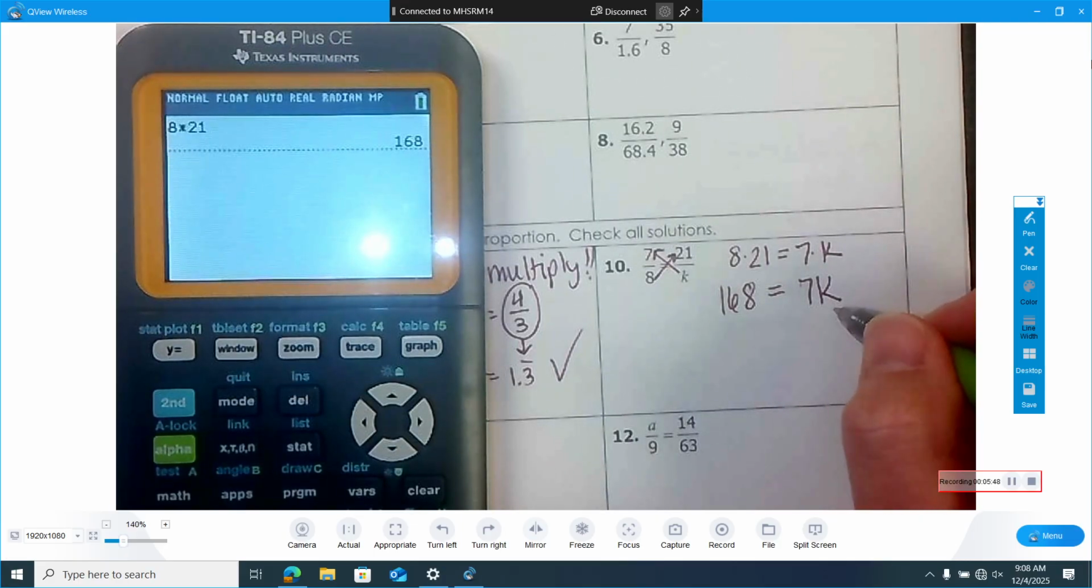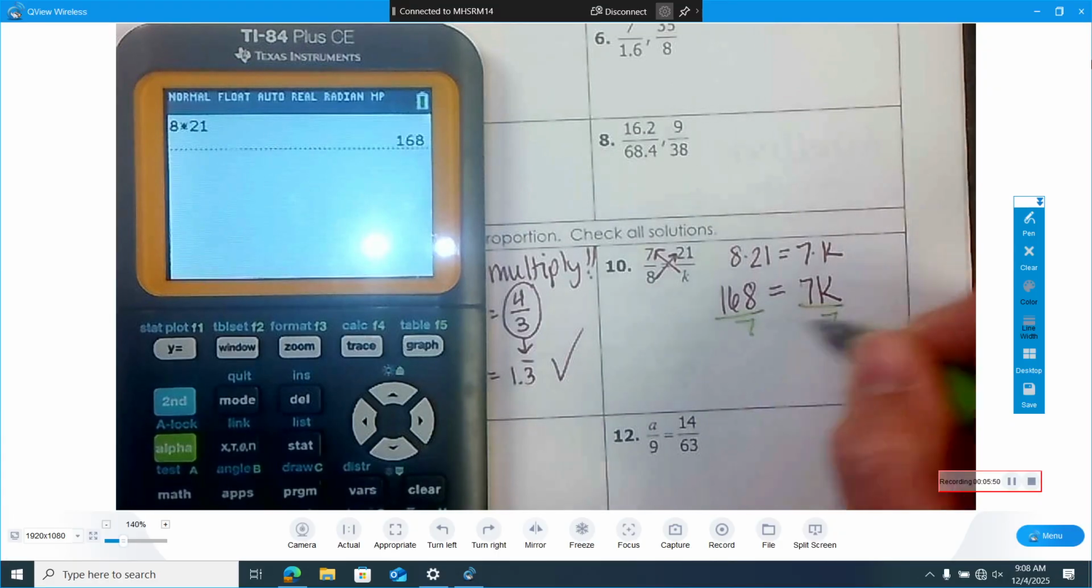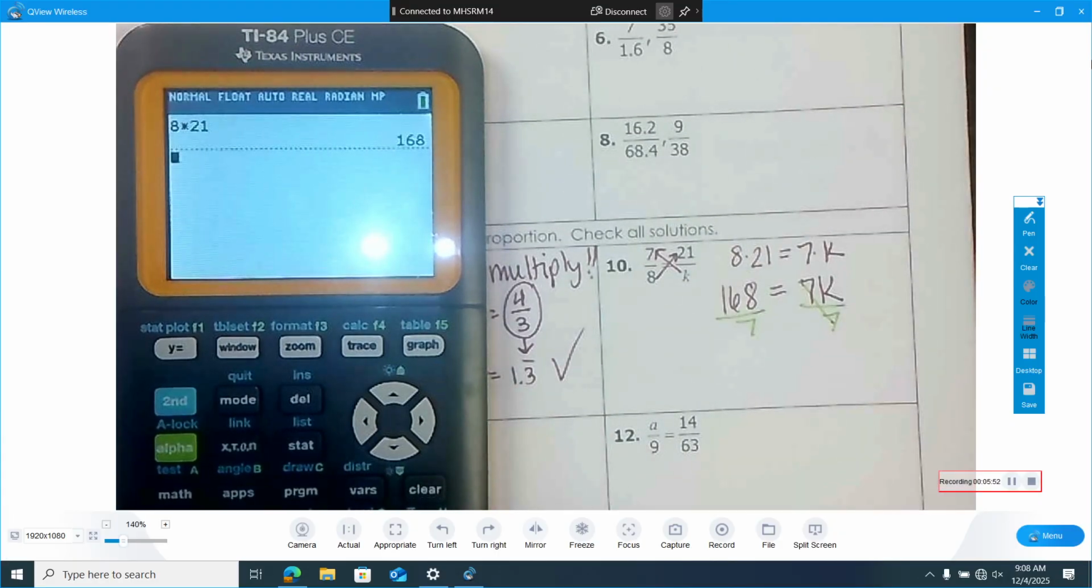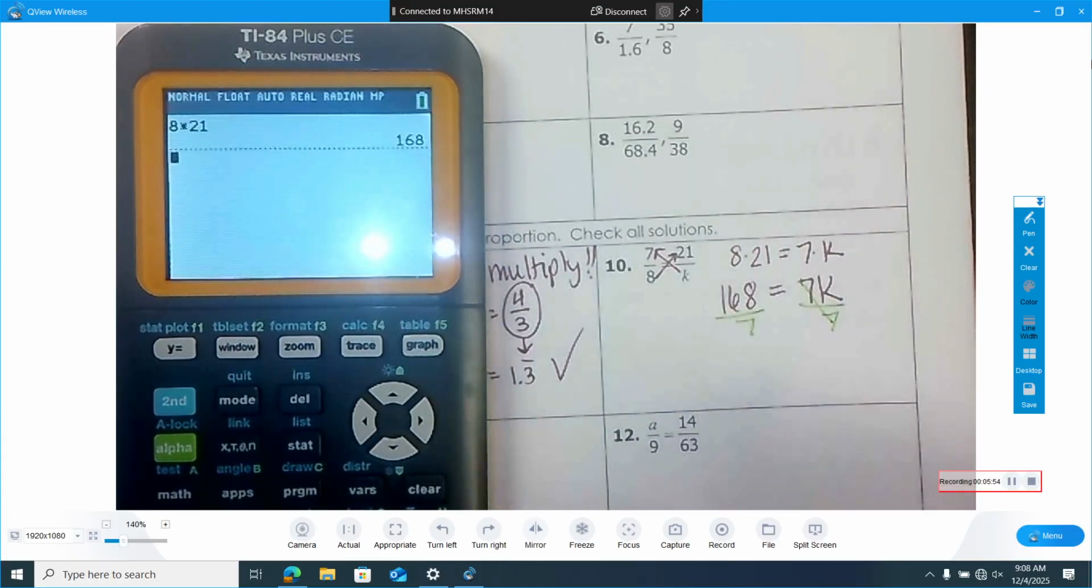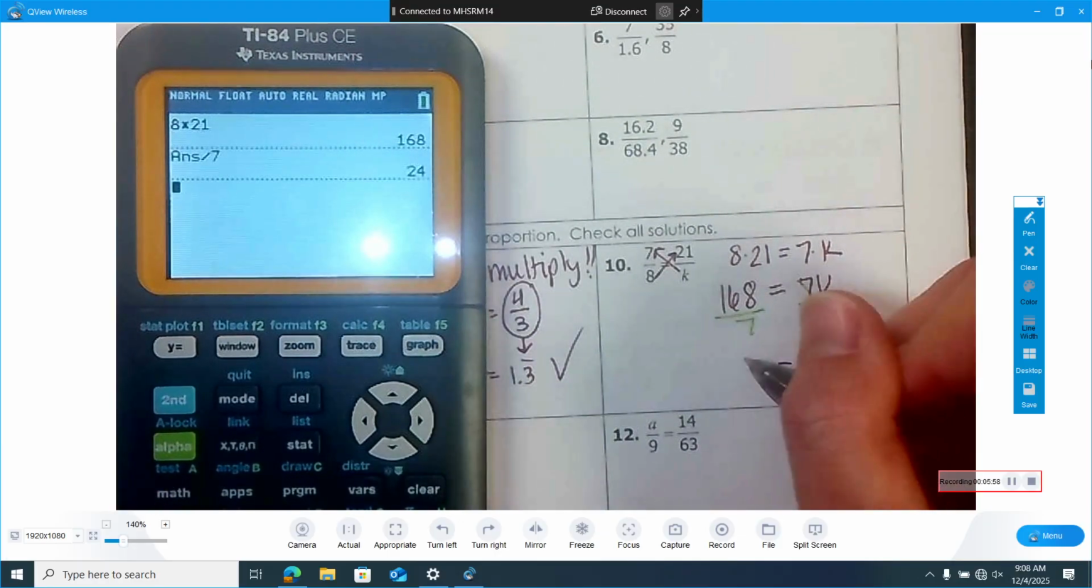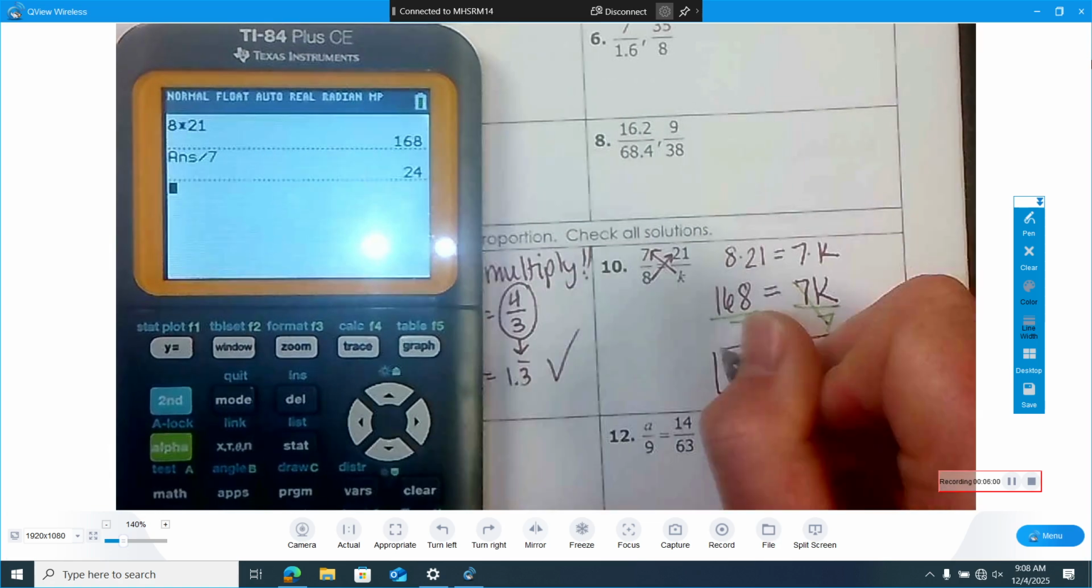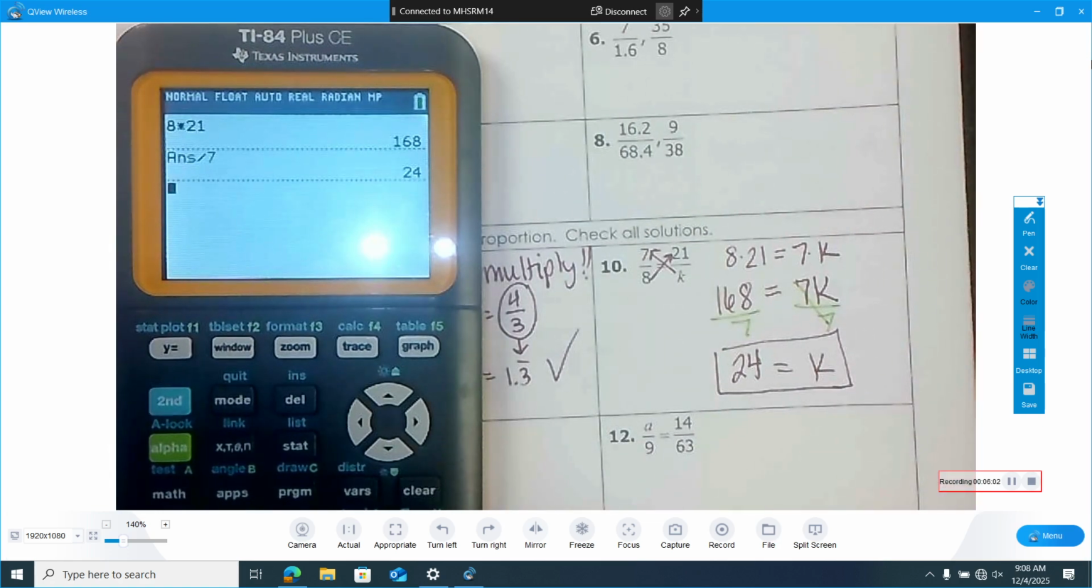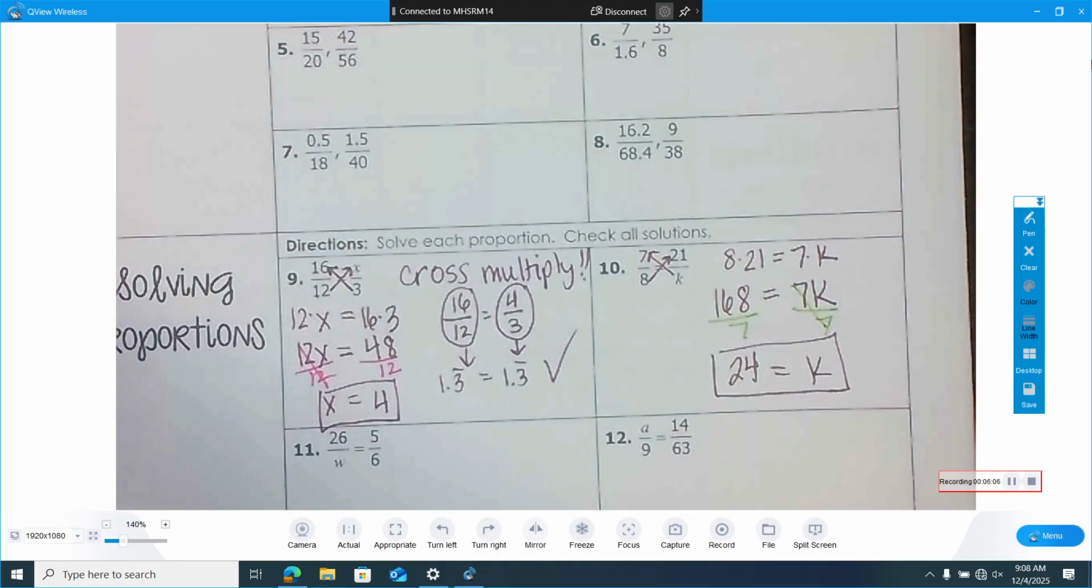Mason. Divide by 7. Beautiful. Thank you very much. All right, so I get K is equal to 168 divided by 7, which turns out to be 24. The phrase of the day, ladies and gentlemen, is cross multiply.